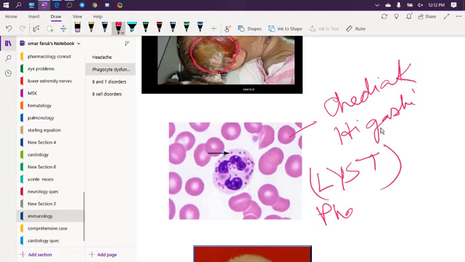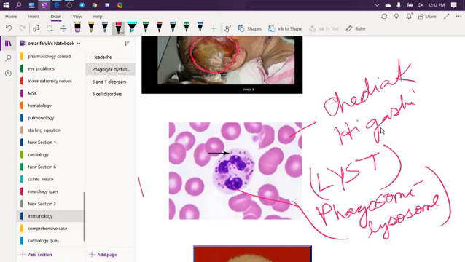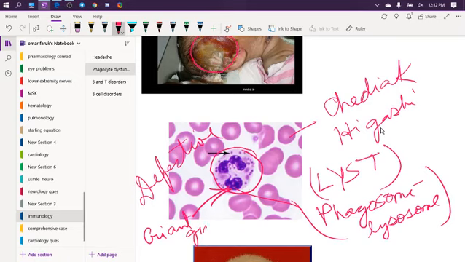This is another high yield point. You have to remember that phagosome and lysosome fuse, and thus an infection is killed. If there is defective phagosome and lysosome fusion, it will cause Chediak-Higashi syndrome. This is the histological picture of Chediak-Higashi syndrome. Look at the giant granules, seen on histology in granulocytes and platelets. There may be pancytopenia and there may be a mild coagulation defect.